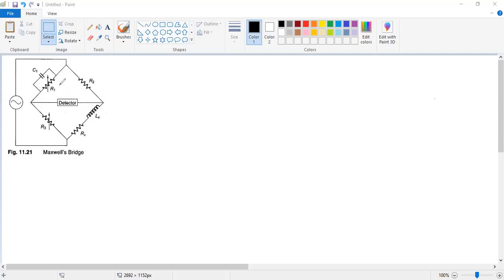Okay, and in the opposite arm you can see there is a variable resistance R1 and the fixed capacitor C1. So from this circuit we can determine the value of inductance, depending on the value of capacitance and this variable resistance.